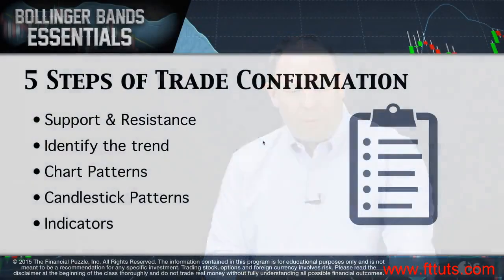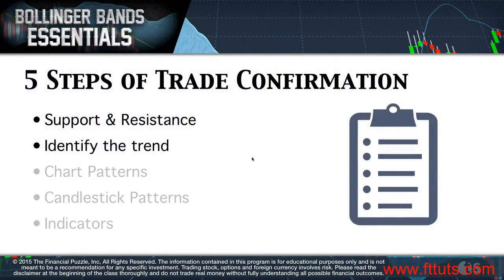Well, here's what's really cool about Bollinger Bands. You know, typically when we talk about the 5 steps, when we talk about support and resistance, we use our line analysis. When we talk about the identification of the trend, we use our moving averages. Watch this. With our Bollinger Bands, we can actually use Bollinger Bands to take out those first 2 steps, the support and resistance and the identification of the trend. So we can combine those 2 steps into one quick snapshot on the chart.